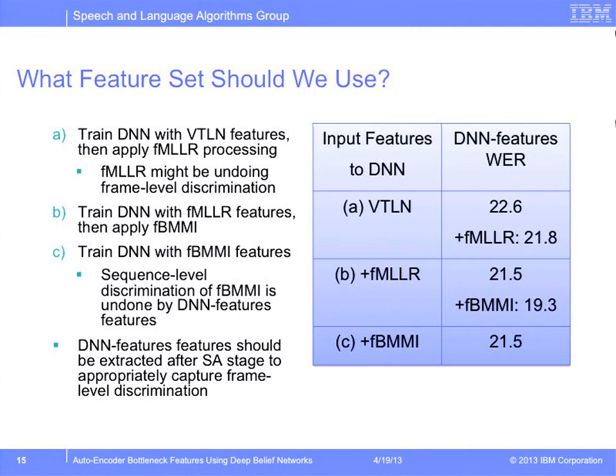You can do that. You get a small improvement, but once you go through discriminative training, it's going to go away anyways. No, I mean before and after the DNN features. Yeah, you can, but I've tried it, and it's like 21.5 goes to like 21.3 or something like that. Once you do discriminative training, that doesn't matter.